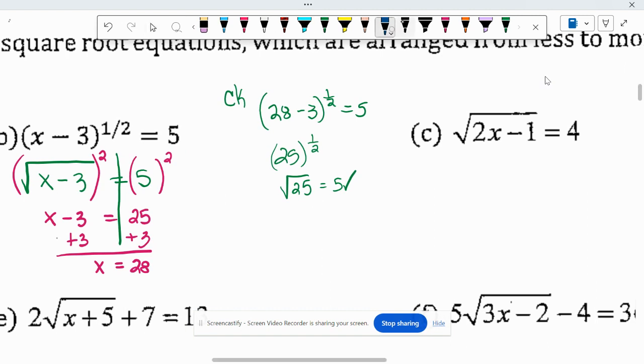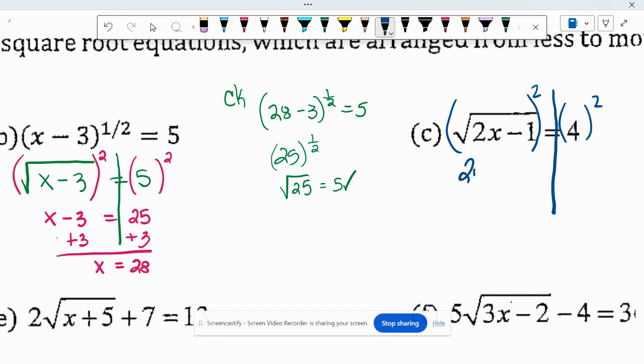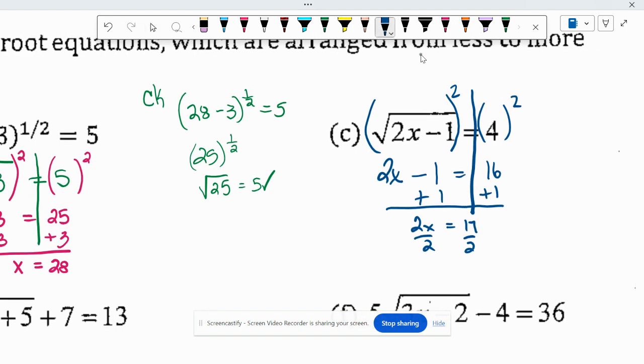So example C, is the radical all by itself? Yes. So if we want to unsquare root something, we have to square both sides. Square both sides. So that gives me 2x minus 1 equals, what is 4 squared? 16. We're going to add 1 to both sides. So let's see. That leaves me with 2x equals 17. Divide both sides by 2. And I'm going to leave it just like that. X equals 17 halves.